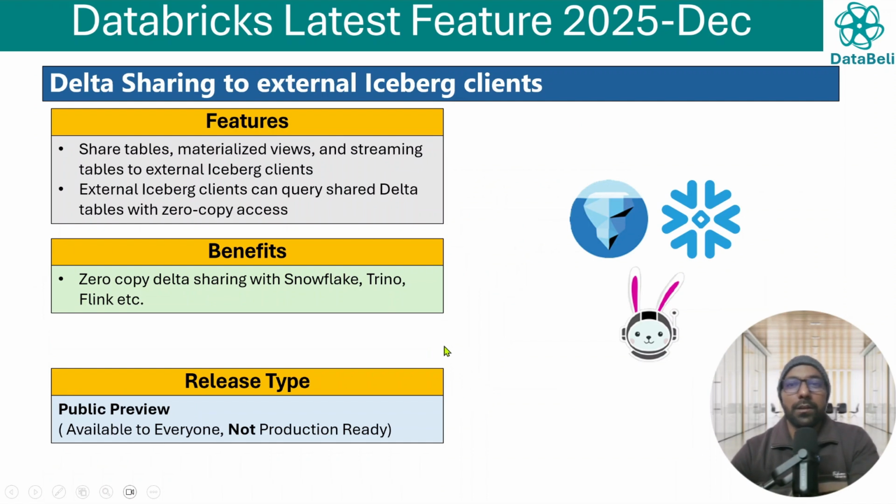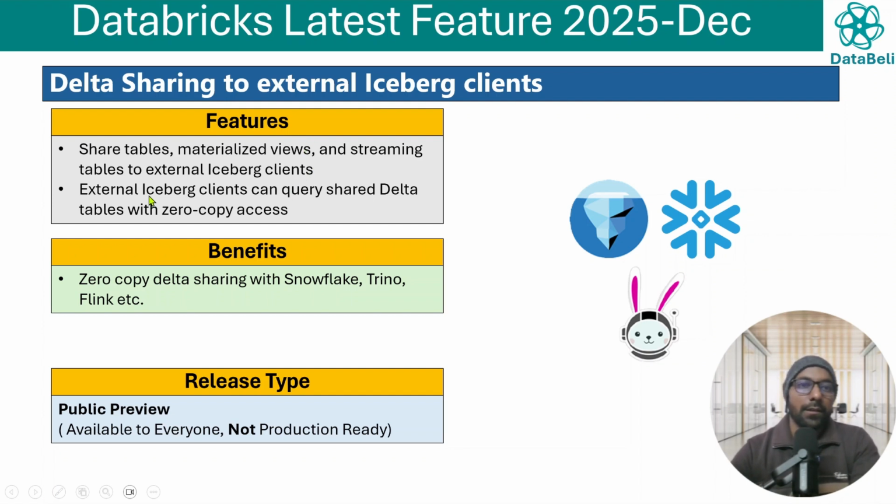Next, moving on, the next feature is about data sharing. So as you might be aware, we can share our data in Databricks with external people using data sharing. And so far we were not able to share data with clients that support Iceberg, like Snowflake, which is the most widely used service, and then Trino, and then there are Flink and others also. With these services, so far we couldn't share our data using data sharing, but now we will be able to share it.